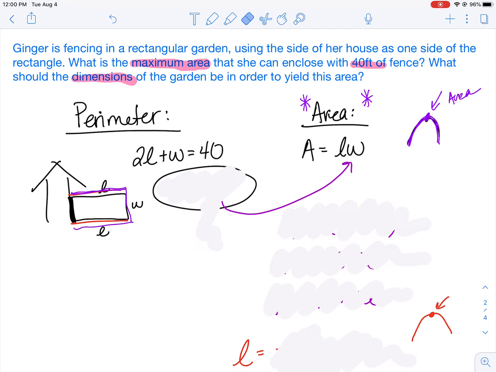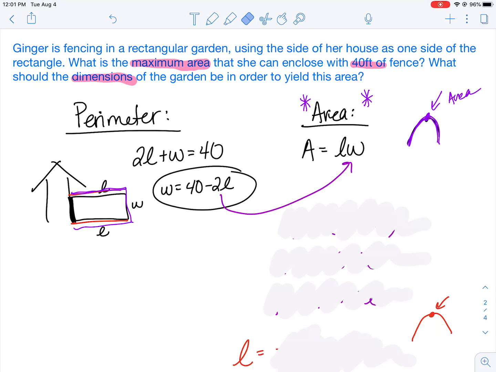Now I don't want to maximize perimeter. I know what the perimeter is. It has to be 40. I want to still maximize the area. So what I need to use this perimeter equation for is to solve for one of the variables. So I can use substitution, plug it into the area formula, and then use that equation to find its maximum. So on the perimeter formula, I'm going to solve for W. I subtracted 2L to both sides, and I ended up getting W equals 40 minus 2L.